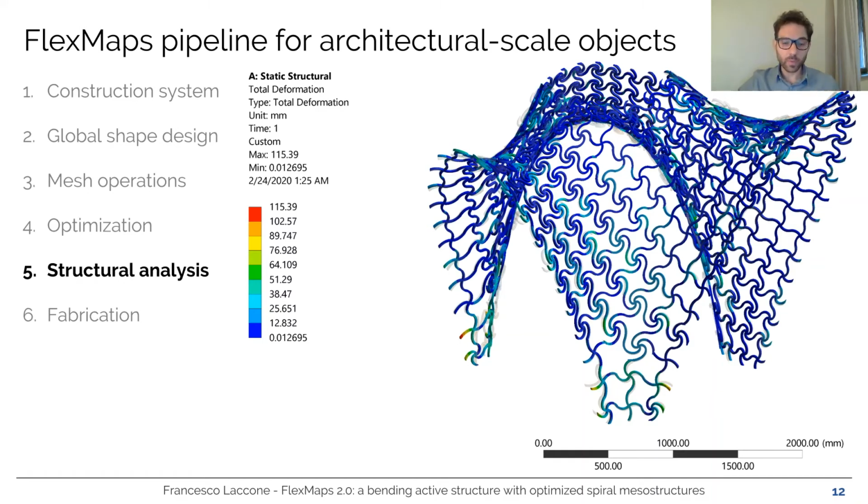The model is automatically produced in ANSYS and consists of two phases. In the first one, each patch is individually analyzed and bent up to the candidate bent position. And in the second step, the connectors are bonded together, and the dead load and any other load is applied.